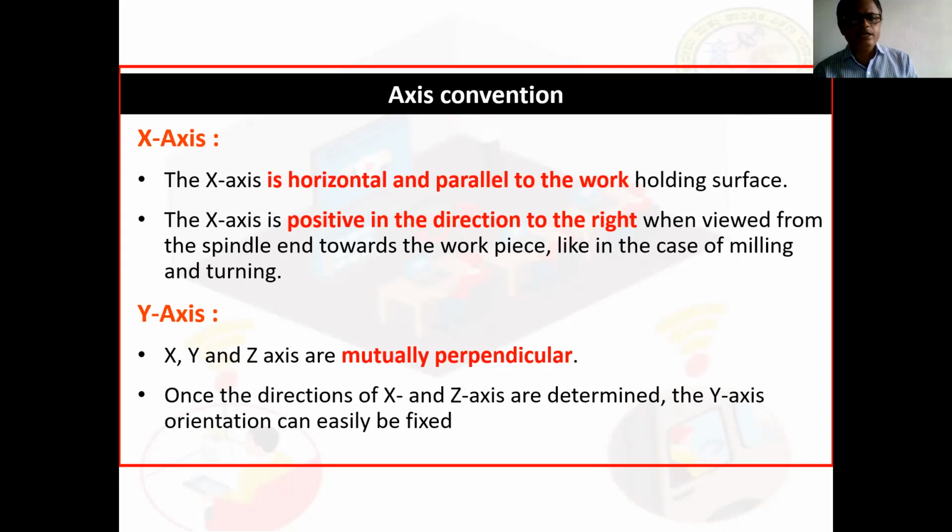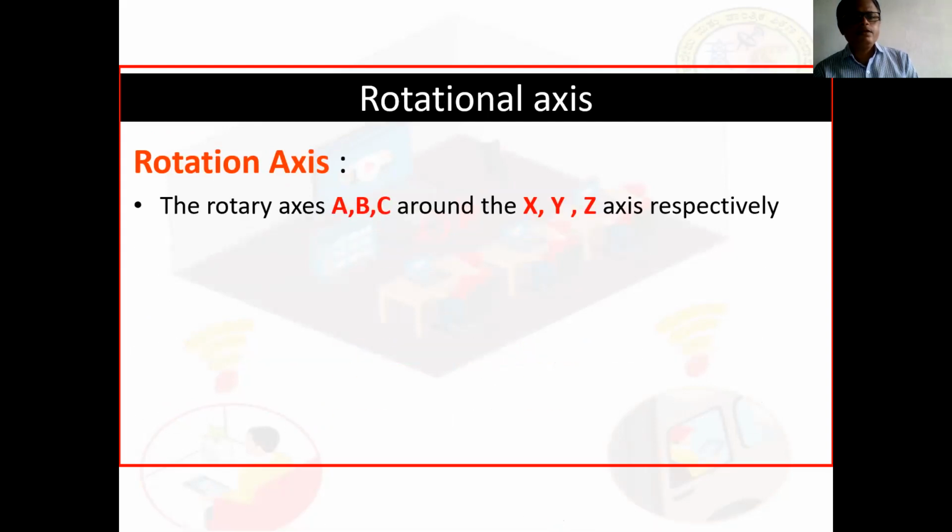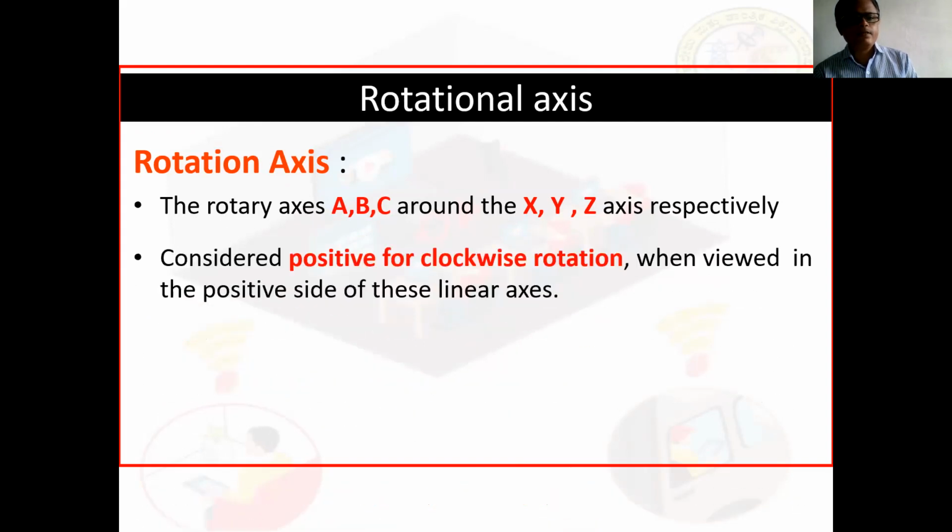So this is regarding the axis convention. Then what about the rotational axis? The rotary axes A, B, C are around the X, Y and Z axis respectively. They are considered positive for clockwise rotation when viewed in the positive side of these linear axes.